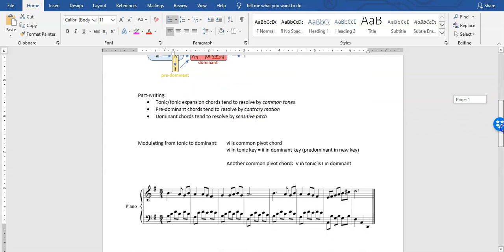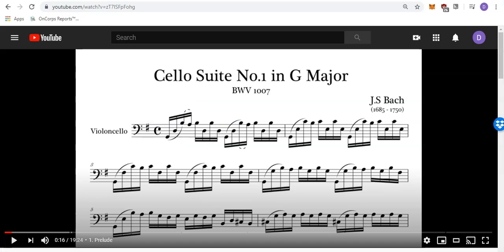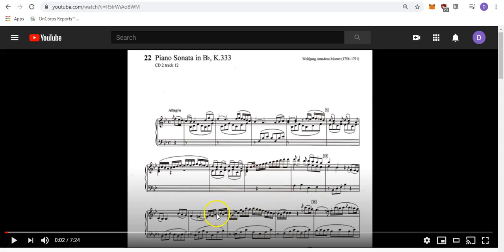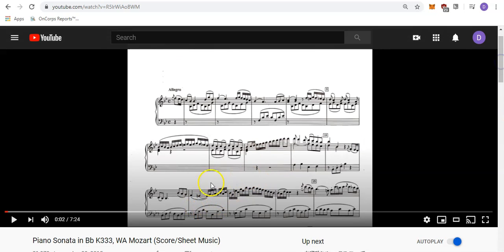Okay, and we do actually see this in both of these examples. Let's look quickly at the Mozart example. So here we are. Here's the C7 chord that creates the modulation to F, right? And the E natural is the accidental, the leading tone of that V7, which is what creates that modulation.